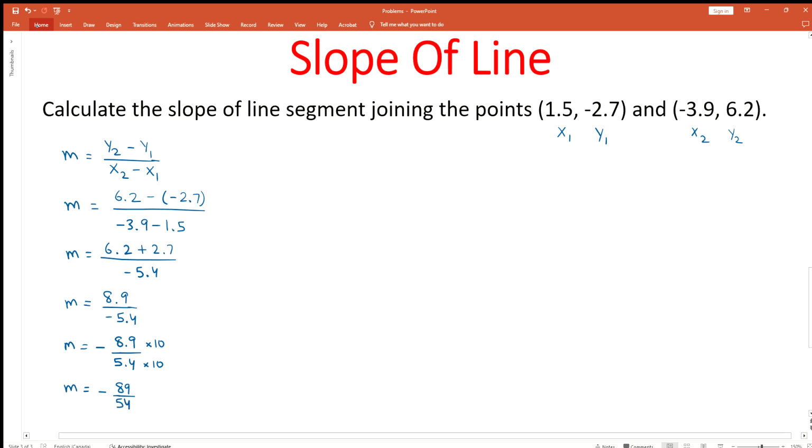We can also do this calculation in our calculator. This should be the final answer for the slope of this line segment. So these are the steps you have to keep in mind to solve a problem like this one.